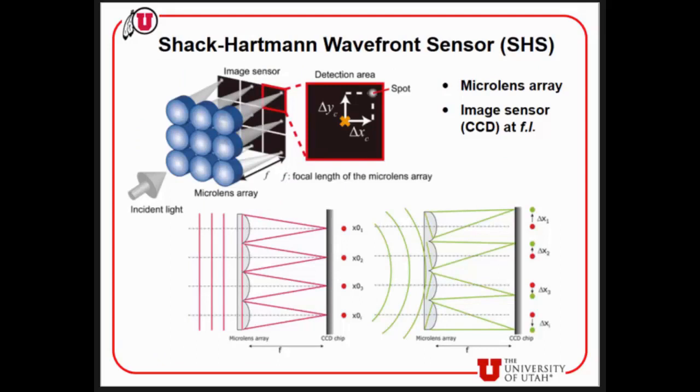Here comes the interesting part, a new technique of detecting the angle of incidence of light rays. It's called the Shack-Hartmann wavefront sensor. Any typical Shack-Hartmann wavefront sensor will have a microlens array as shown there, and an image sensor kept in front of it, right at the focal length of the microlens array.